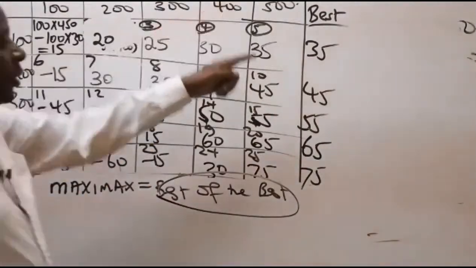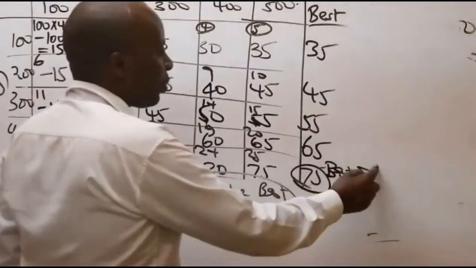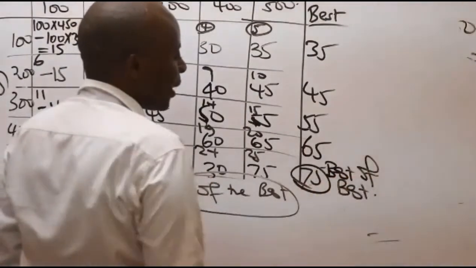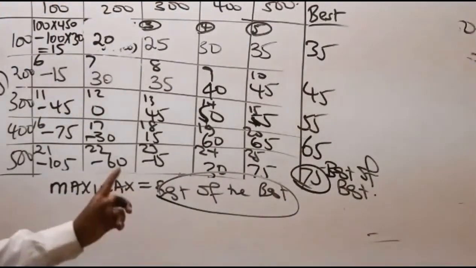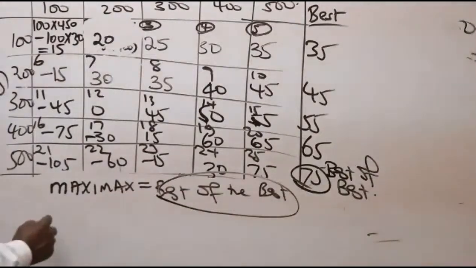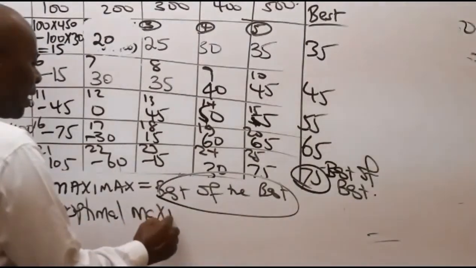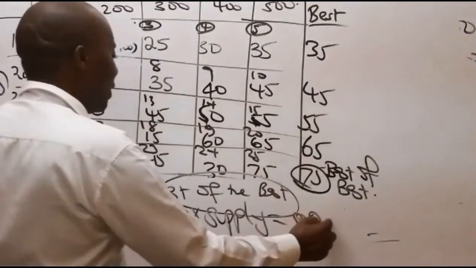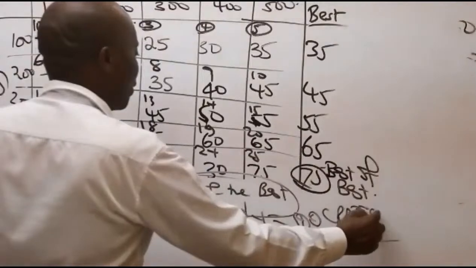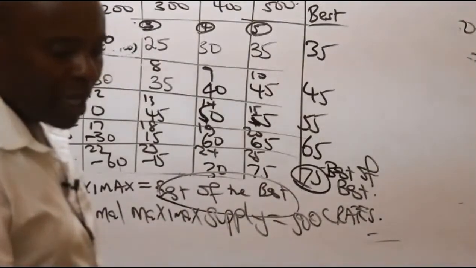So amongst all these, which one is the best of the best? It is this 75. That's what we call best of the best. And if that is the case, then we are advising these people to supply. So the optimal maxi-maxi supply equals 500 crates. That is maxi-maxi.